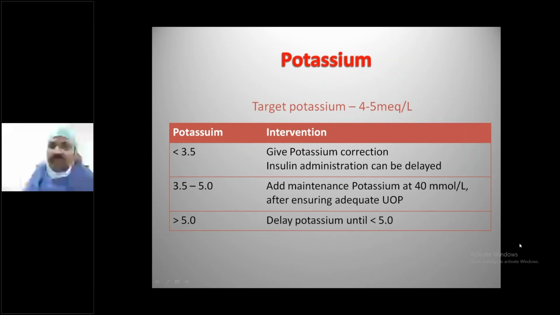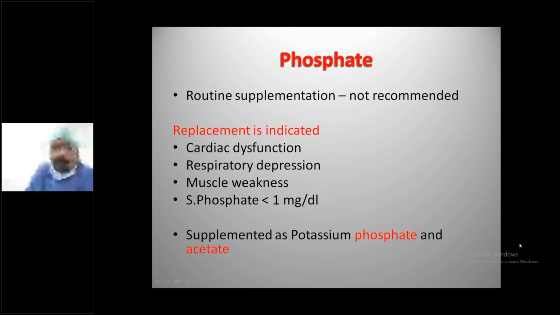Phosphate is another electrolyte. They are more prone to hypophosphatemia because after starting insulin, the body will utilize all phosphate stores. But routine supplementation of phosphate is not needed. Replacement is only needed if the child has cardiac dysfunction, respiratory depression, muscle weakness, and if serum phosphate levels go below 1 mg per deciliter. You can supplement phosphate in the form of two salts, potassium phosphate or acetate.